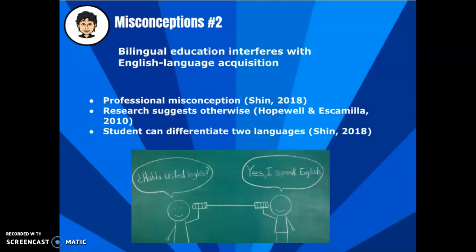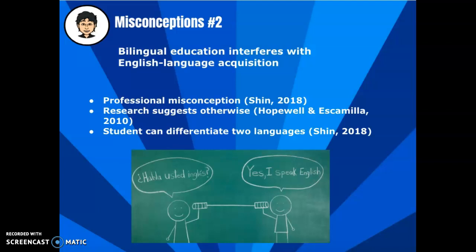The second misconception is that bilingual education interferes with English language acquisition. Many professionals assume that switching language will result in academic failure. I remember that my parents used to avoid me when I was young because my teacher told them that their language was affecting my learning. In reality, these actions harm the student's language.